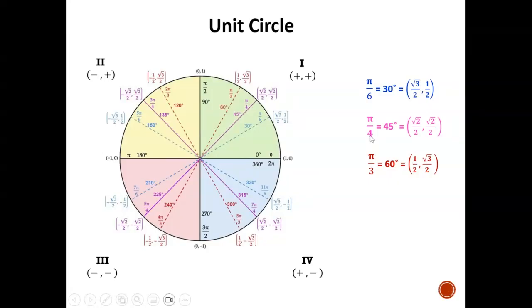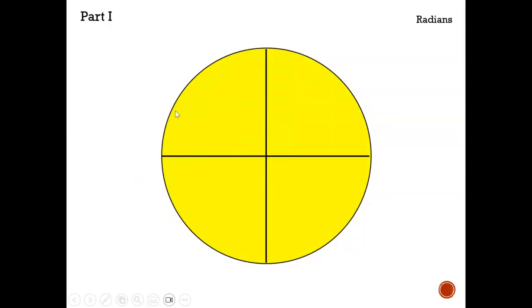Now we're going to focus on these three radians: anything with a 6 in the denominator, anything with a 4 in the denominator, and everything with a 3 in the denominator. That makes the whole unit circle. Okay, now I'm going to do it in two parts.